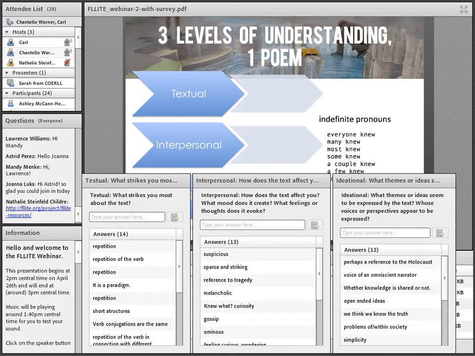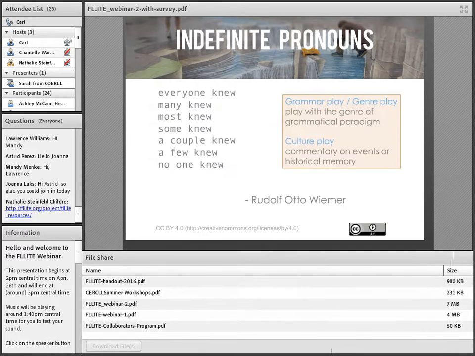Along the way, as I read to teach this particular poem, I noticed a couple of interesting aspects of play. I notice that there's some grammar play and genre play that seem to coincide here and make what at first might seem like an innocuous grammar paradigm, the kind of thing you would find in a typical language textbook, showcase these indefinite pronouns in a poem, a very different kind of genre, a text that is interpretable and potentially coherent.